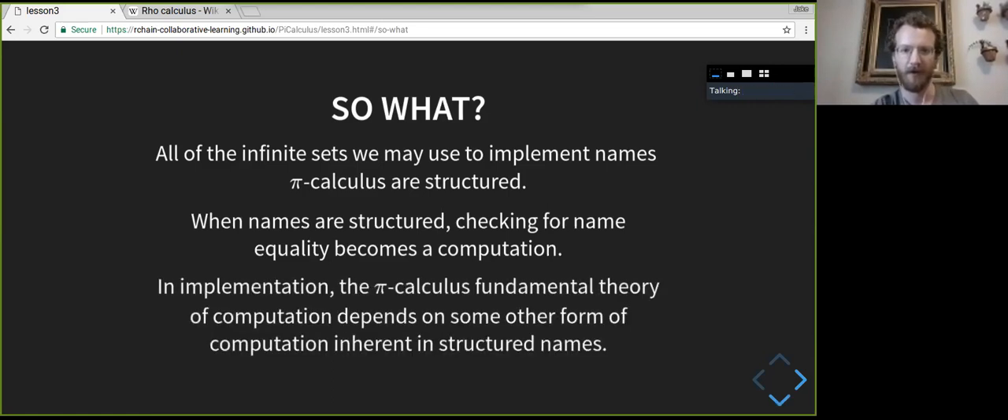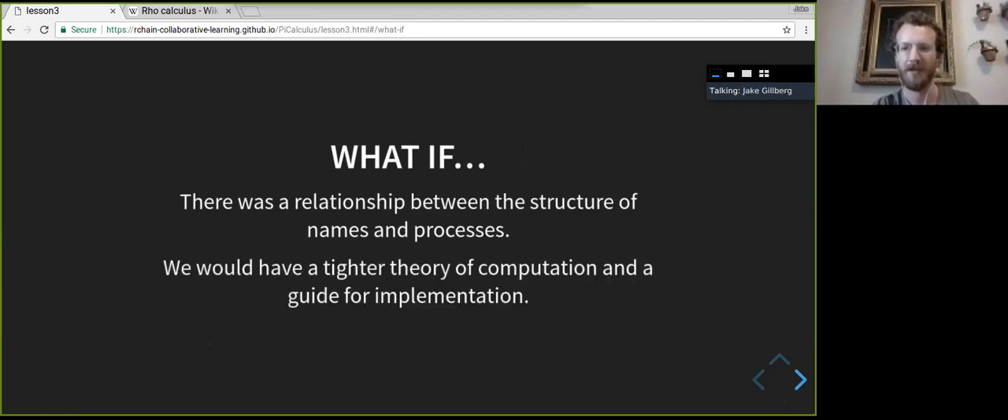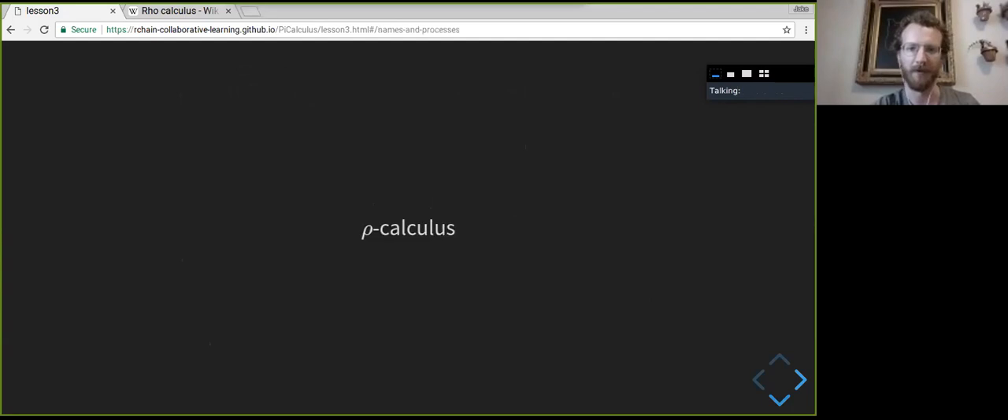And so all of a sudden with the pi calculus, we have this fundamental theory of computation that we set out to create, but we're importing in implementation these names, which also contain in them some sort of computation or some sort of structure inside of them. So if we can somehow map the relationship between names and processes, we would get a tighter theory of computation, and we would have a guide for our implementation. So this is what the Rho calculus sets out to do.